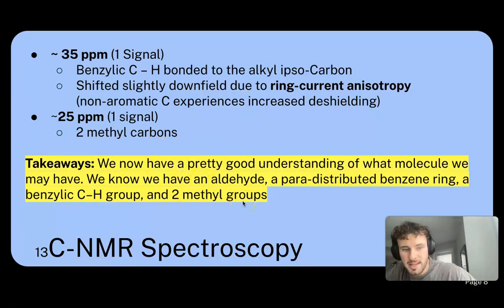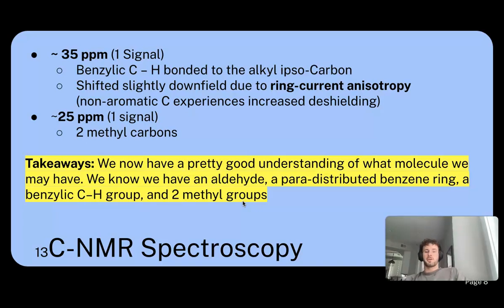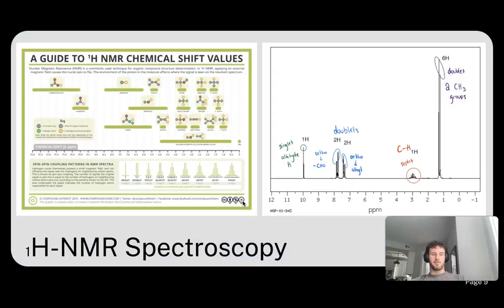So now for some takeaways. We now have a pretty good understanding of what molecule we may have. We know that we have an aldehyde, a para-disubstituted benzene ring with a benzylic CH group, and 2 methyl groups. So now moving into HNMR spectroscopy. Same thing, I have the guide of the chemical shift values to the left, and then my findings on the right.